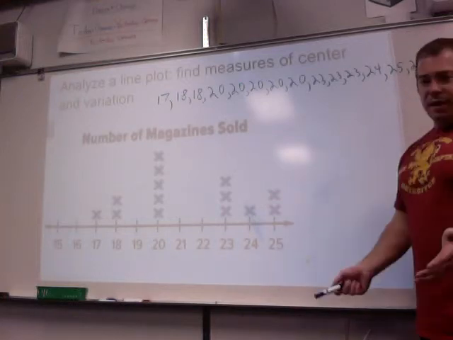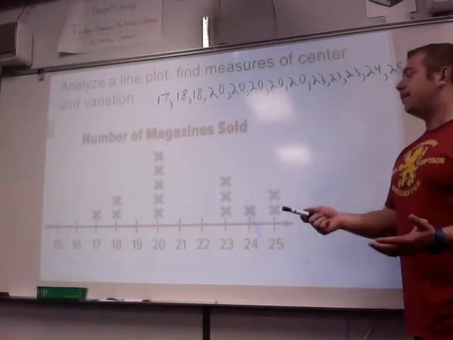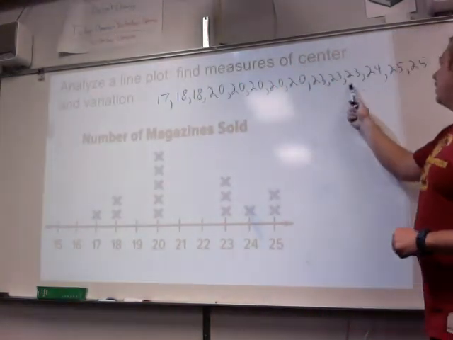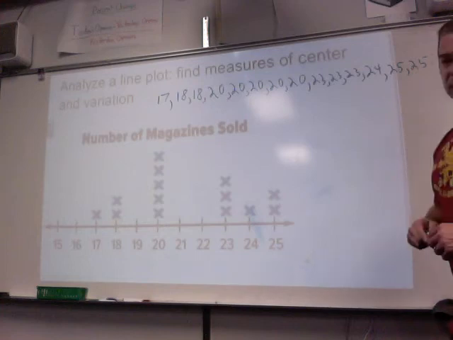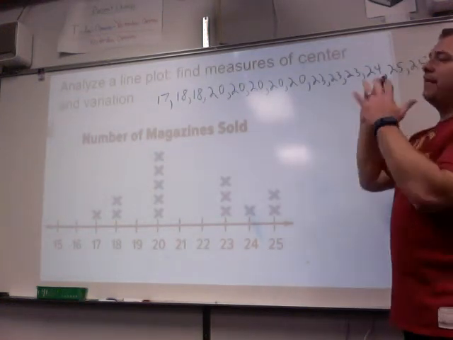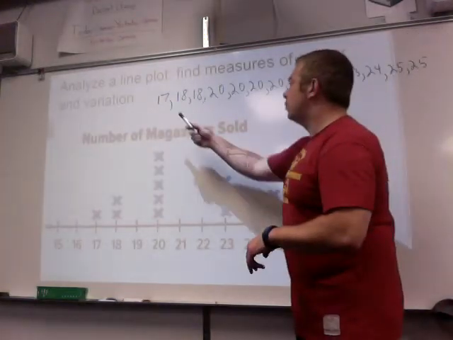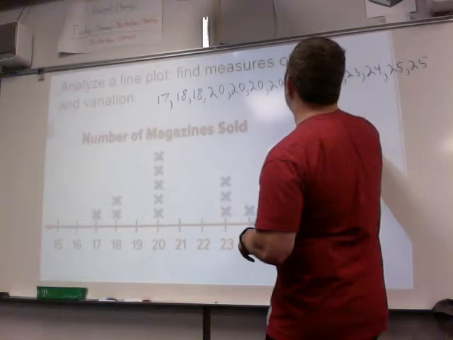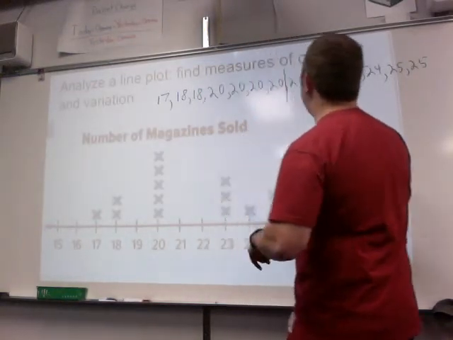Now let's find the median. Remember, the median is a number in the middle. If I have 14 numbers, in the middle I'd have 7 on one side, 7 on the other. So 1, 2, 3, 4, 5, 6, 7. All right, so that's kind of like my middle area.